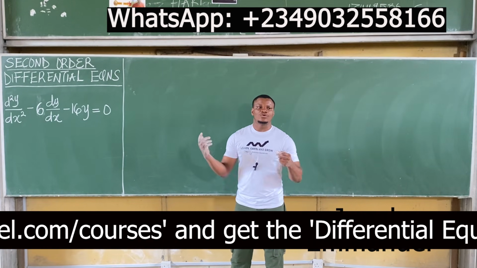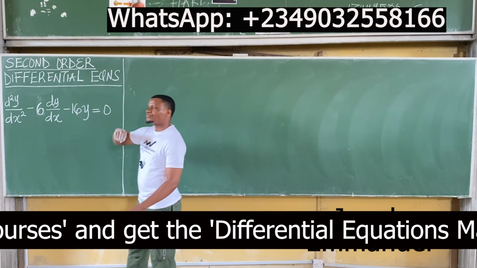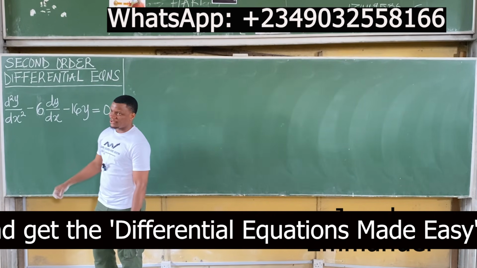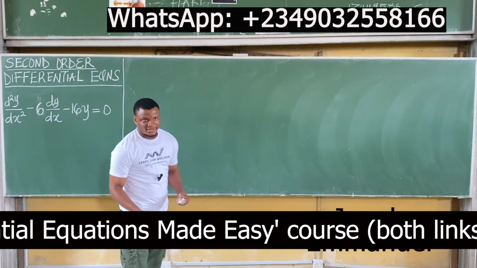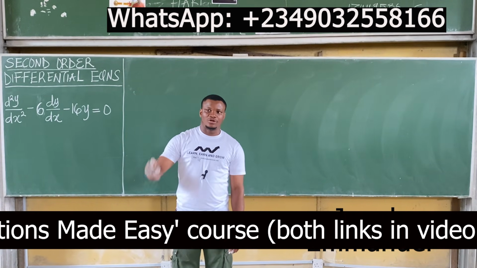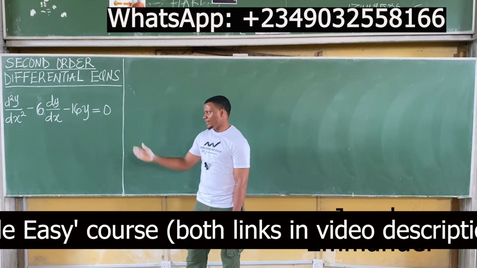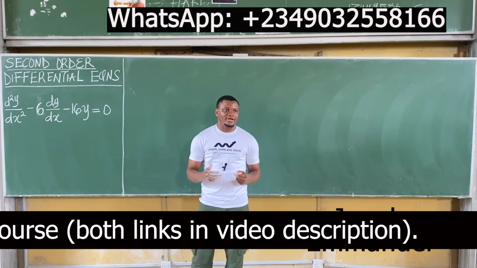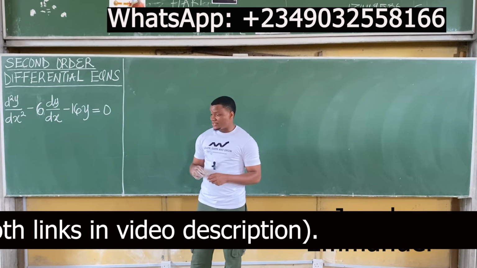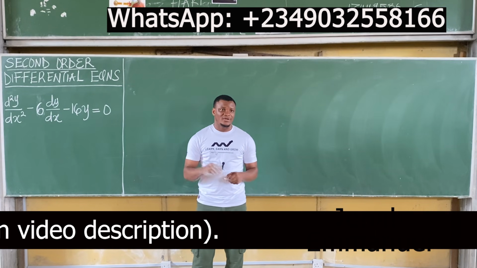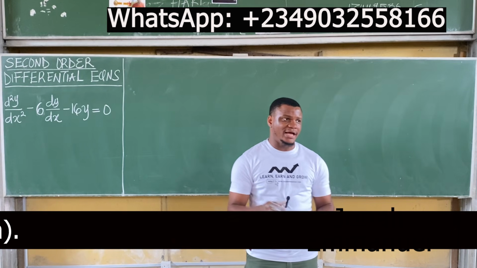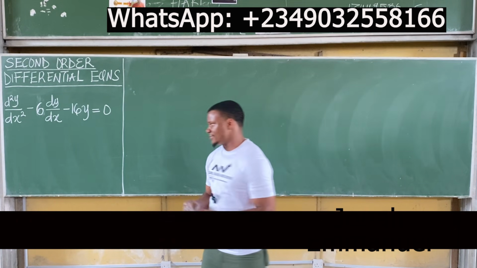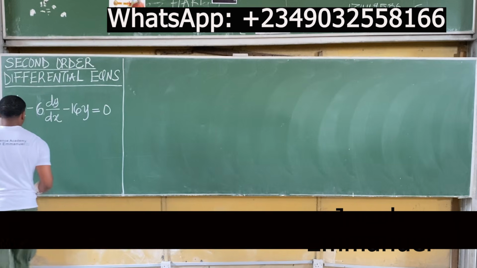The first thing you want to note is that the coefficient of d squared y over dx squared is unity. That means it's 1. You can now proceed to solve. For this one here, the coefficient is already unity, so we don't have to stress. Now let's solve this. How do we solve this? Step 1. Put y equal to exponential mx.